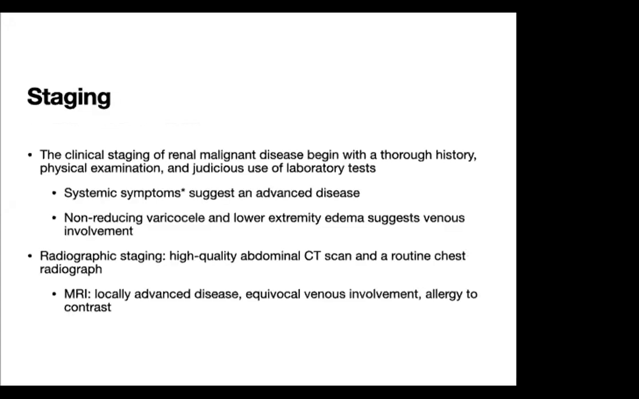The clinical staging of renal malignant disease begins with a thorough history, physical examination, and judicious use of laboratory tests. Systemic symptoms such as unintended weight loss of more than 10% of the body weight, cachexia, and poor performance status suggest an advanced disease. A non-reducing varicocele and lower extremity edema suggest venous involvement. For radiographic staging, a high-quality abdominal CT scan and the routine chest radiograph are sufficient. The MRI can also be used for locally advanced disease, equivocal venous involvement, and allergy to contrast.